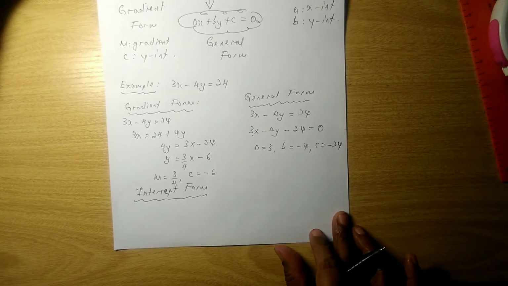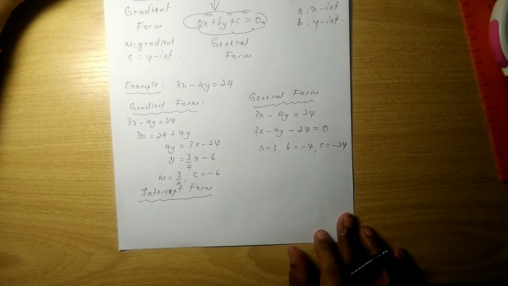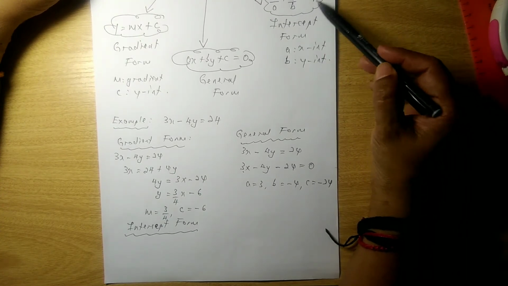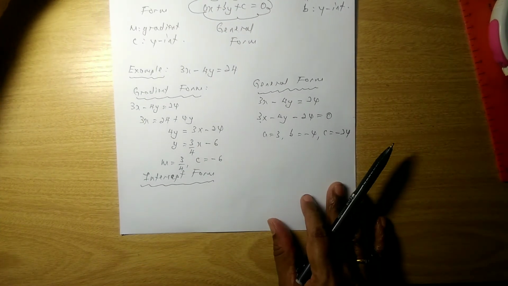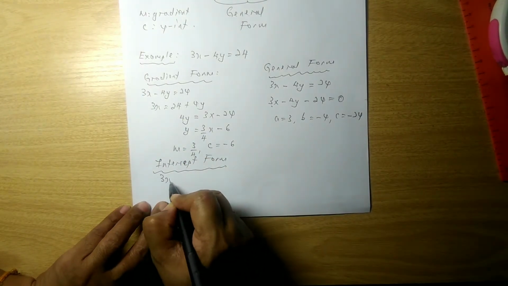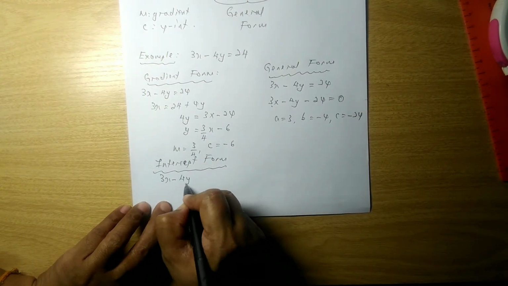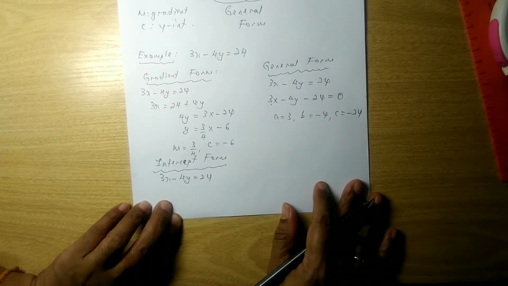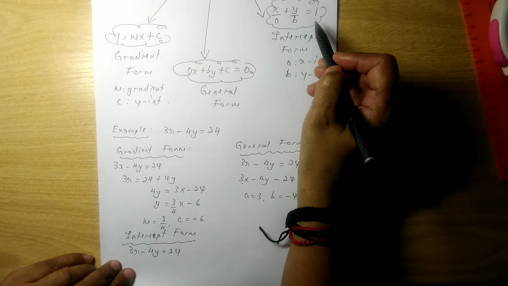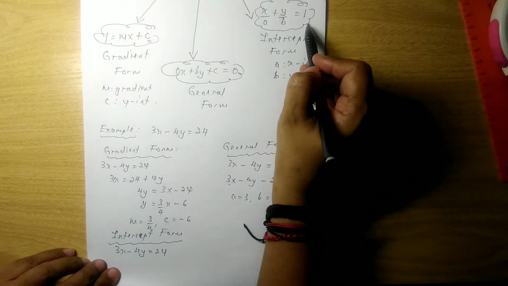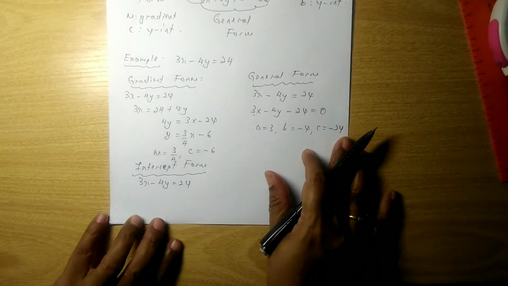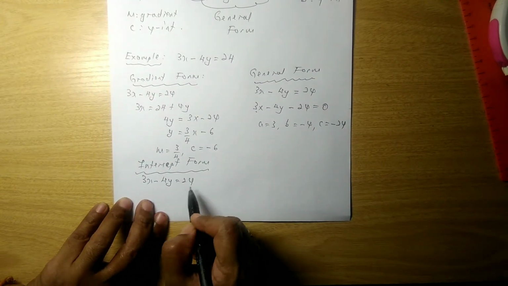The last is your intercept form. Intercept form is x over a plus y over b equals 1. So how do we make that conversion? Now 4y is 24. If we check, the value of your constant has to be 1, so this one must be a 1.